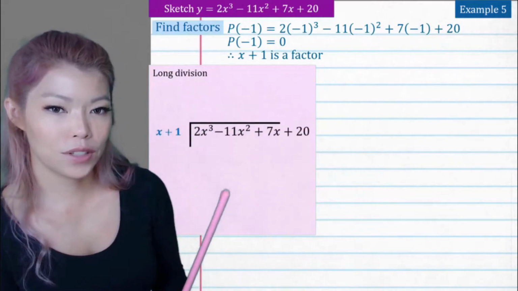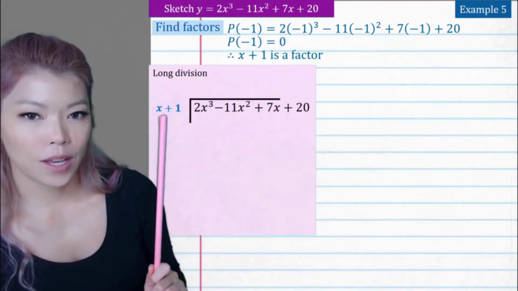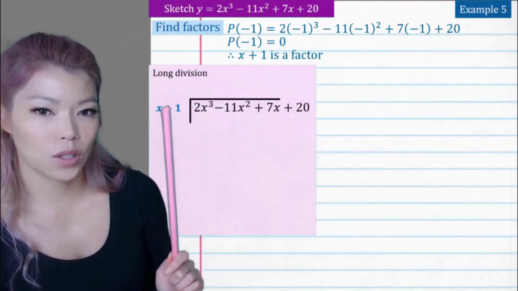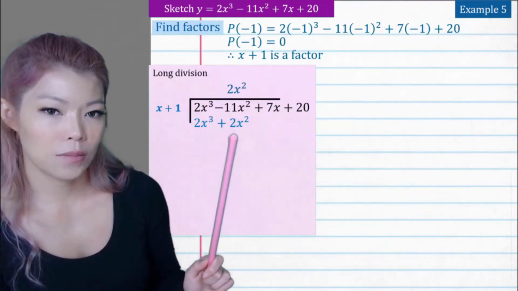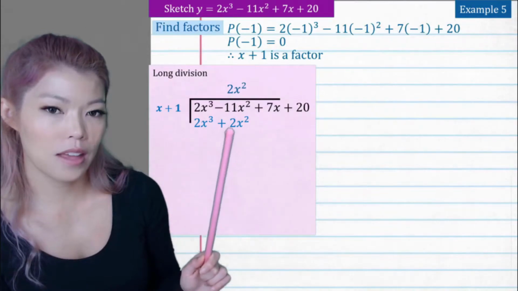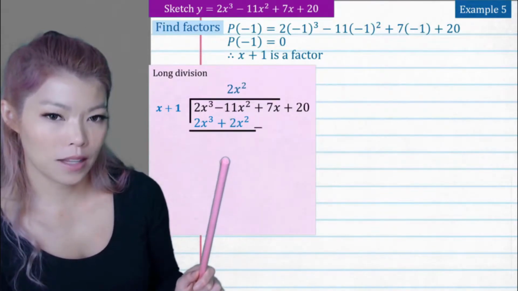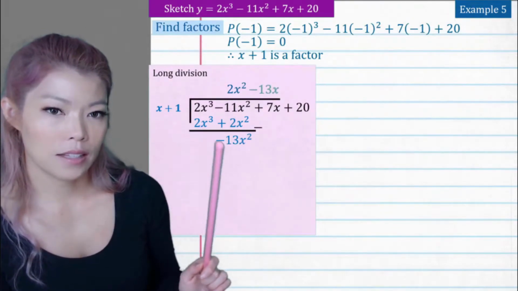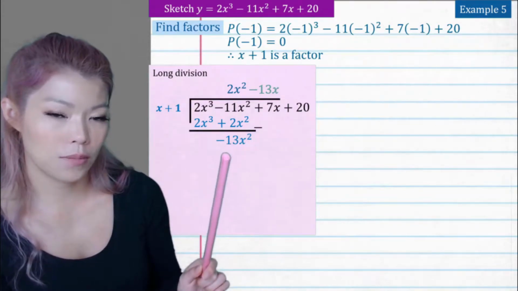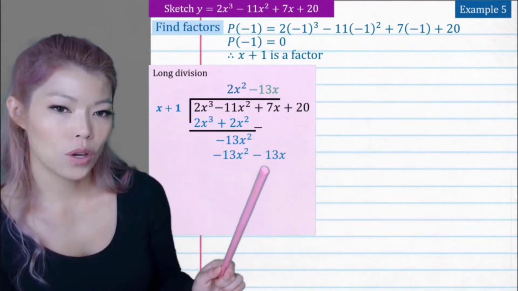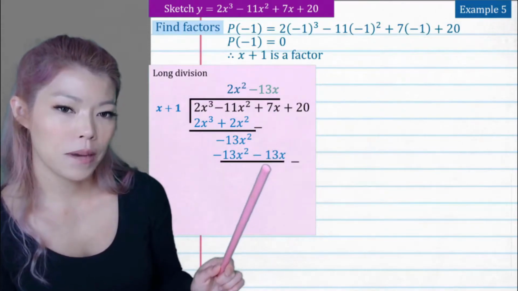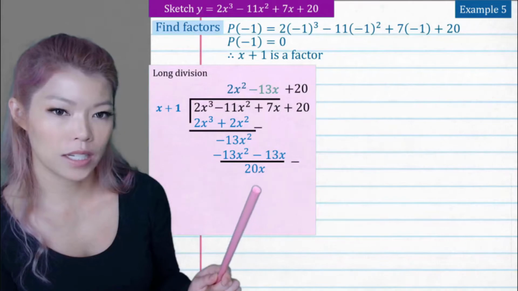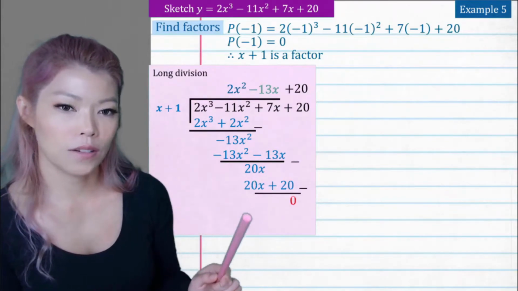And we do long division. So x into what is 2x cubed? That's 2x squared. 2x squared times all of that gives me plus 2x squared there. Minus 11 minus 2 is minus 13. And then x times minus 13x gives me that. Multiply through, we get minus 13x squared minus 13x. 7 minus minus 13 is 20. So then we have 20 over there.